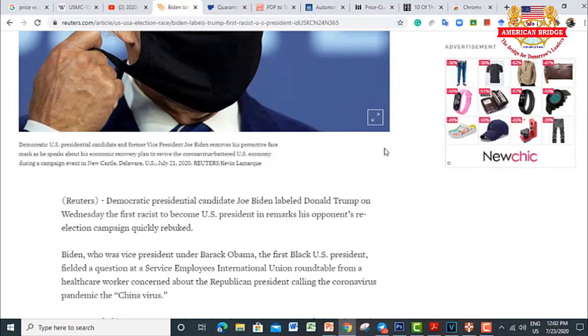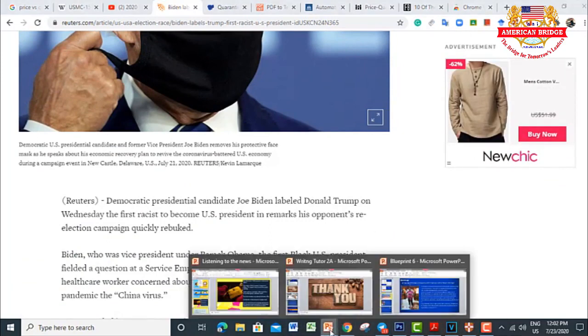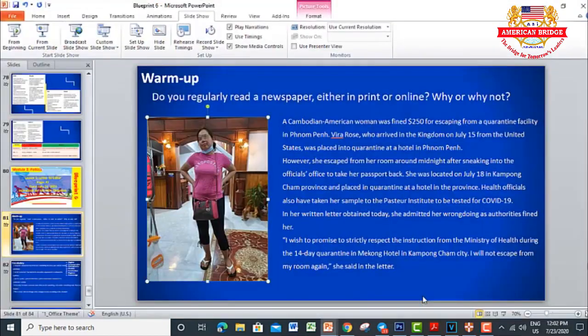Okay, so without further ado, teacher would like you to go back to our slide, everyone, so you can see here. If you read the newspaper, even print or online, every day, it helps you a lot to keep up with new information.